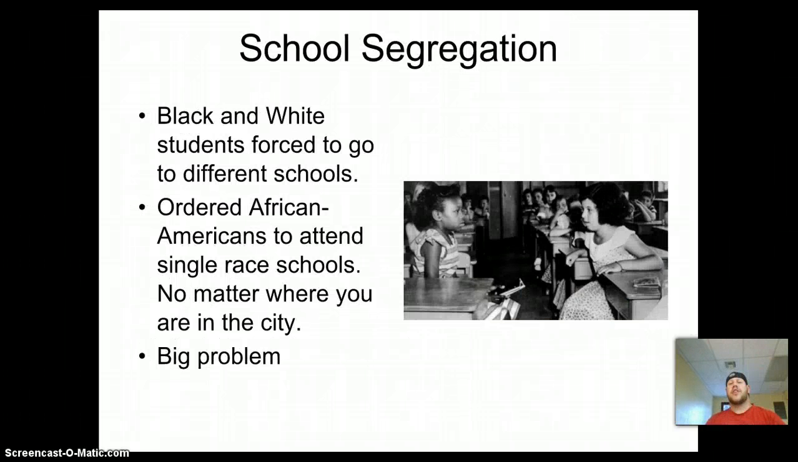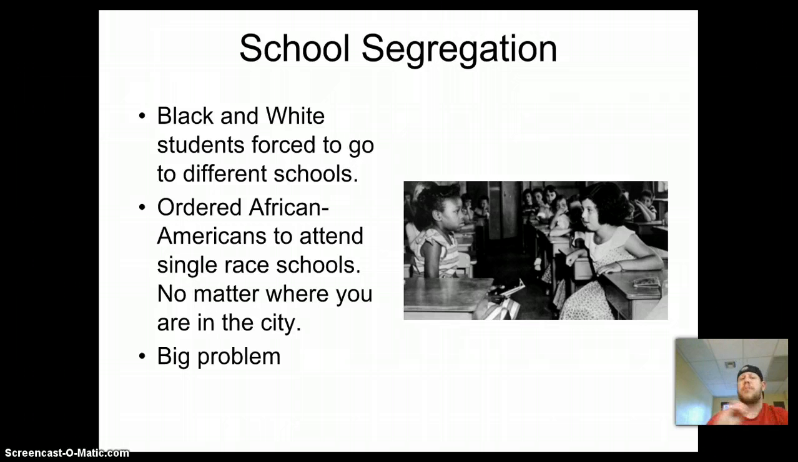Now, we're talking about school segregation. Here you have the idea of blacks and whites forced to go to different schools. And so all the schools down south essentially were single-race schools. You'd have some schools that were white schools, some schools that were black schools. And it didn't matter where you lived in town, you had to go to that school. There could be an African-American family living right across the street from a white school. They have to either walk or get bused all the way across town to the African-American school. It was a big problem, a huge inconvenience.